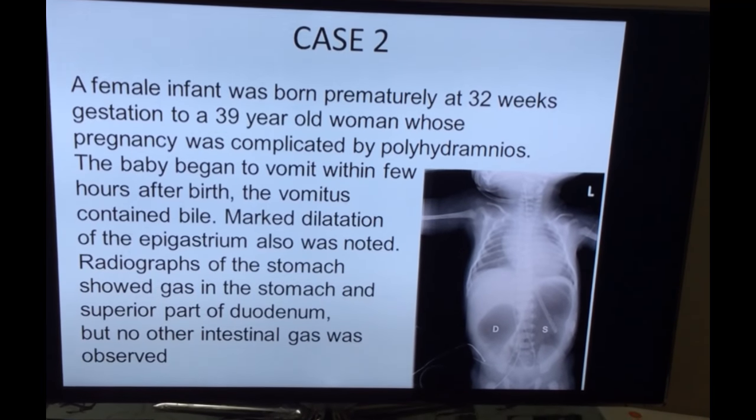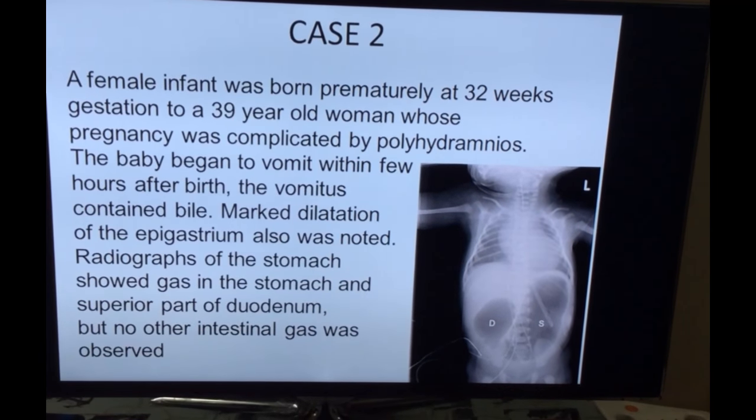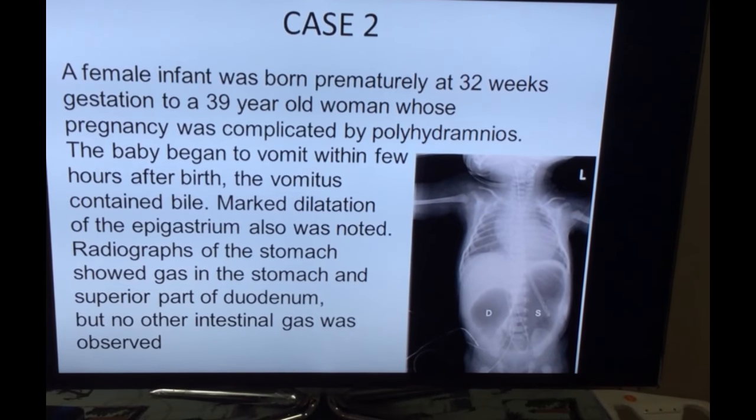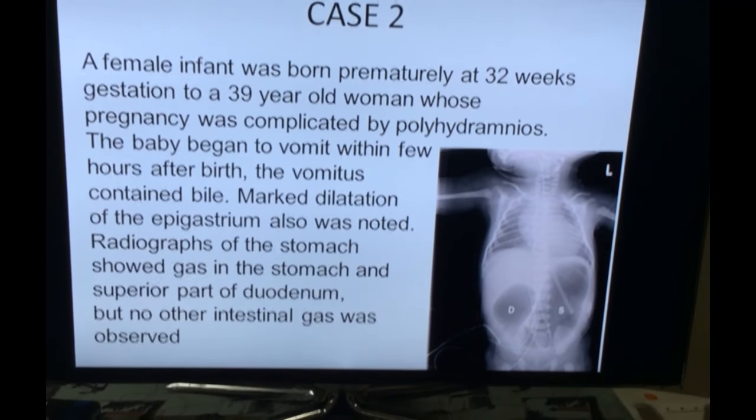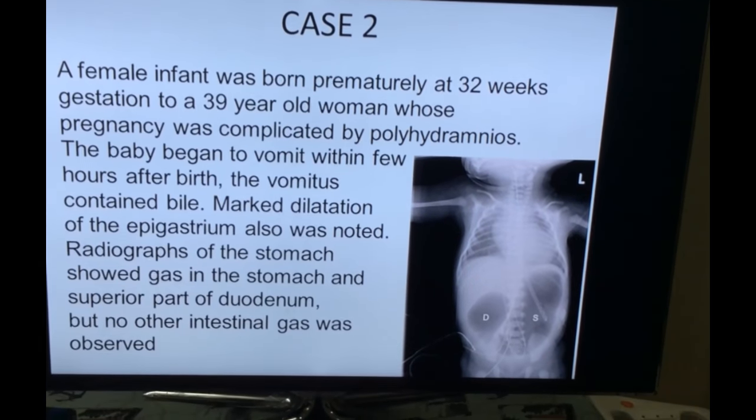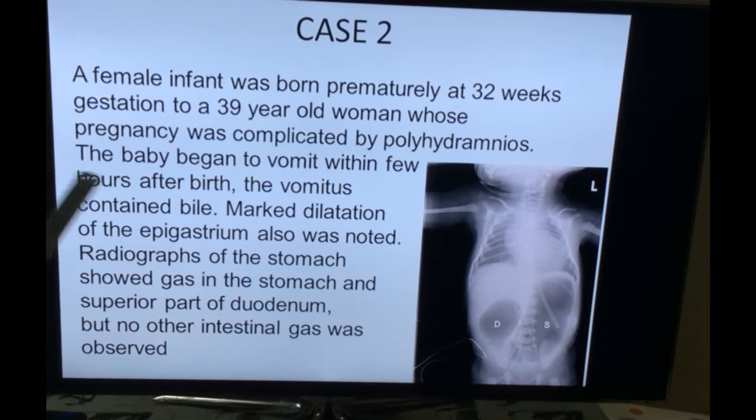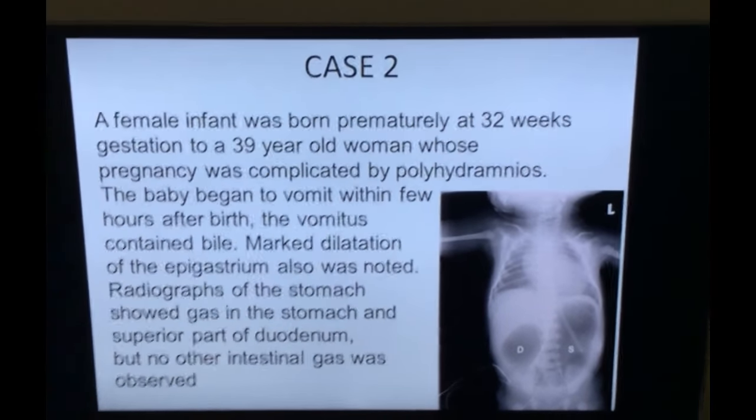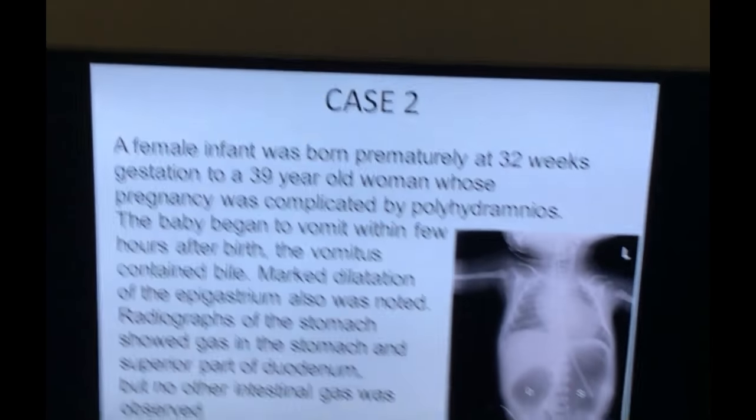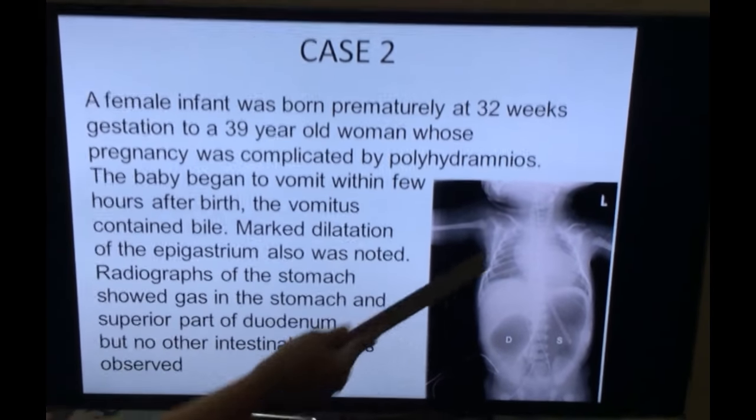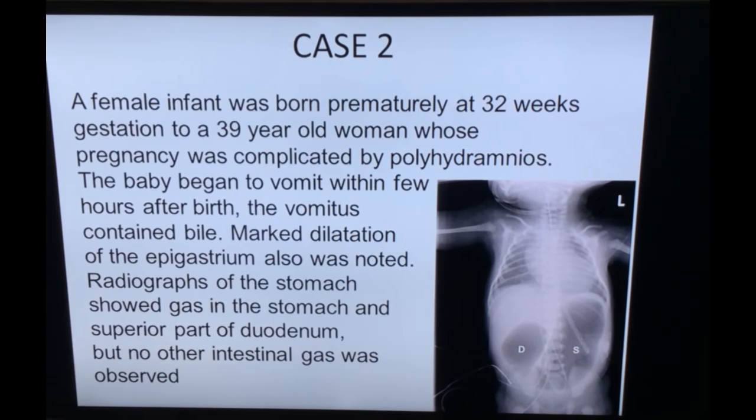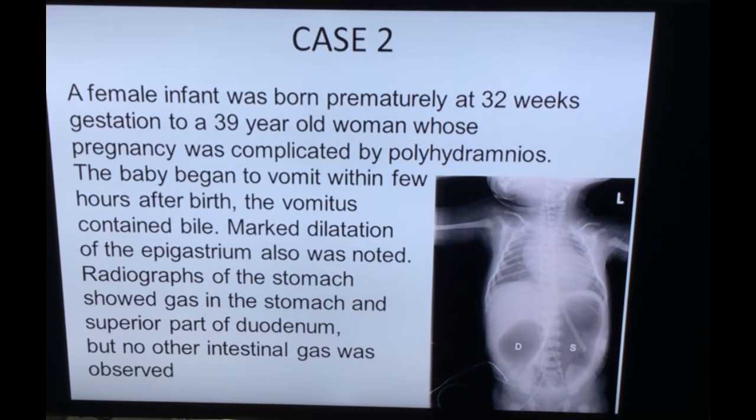Now coming to the second case: a female infant was born prematurely at 32 weeks gestation to a 39-year-old woman whose pregnancy was complicated by polyhydramnios. I told you what polyhydramnios is, an increase in the amount of amniotic fluid. The baby began to vomit within a few hours after birth. The vomitus contained bile. Marked dilatation of the epigastrium was also noted. Radiographs showed gas in the stomach and the superior part of the duodenum, but no other intestinal gas was observed.